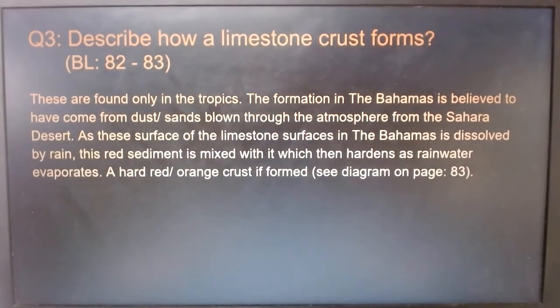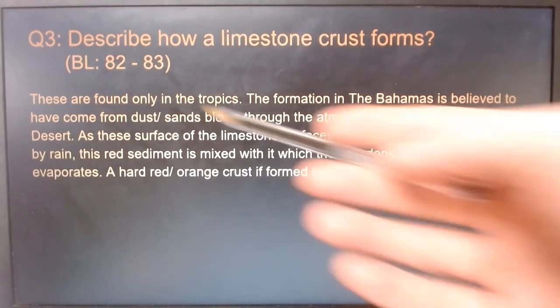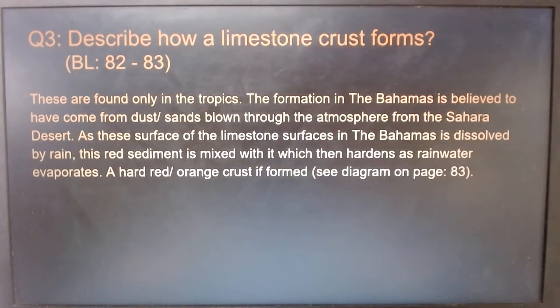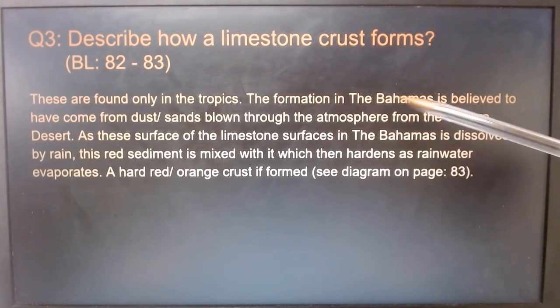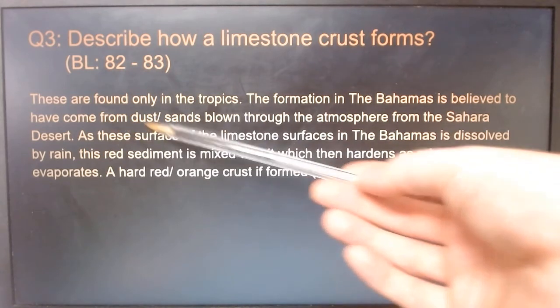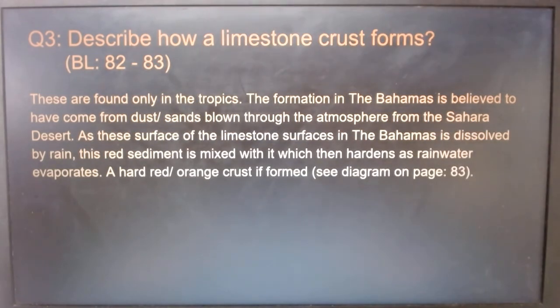Last one then, just about limestone crust. We didn't spend too long on this when we looked over the topic, but again, very simple. It's only found in the tropics, which means the climate has something to do with it. But in the Bahamas it's a little bit different. The formation is believed to have come from the dust or sands which are blown through the atmosphere from the Sahara Desert.